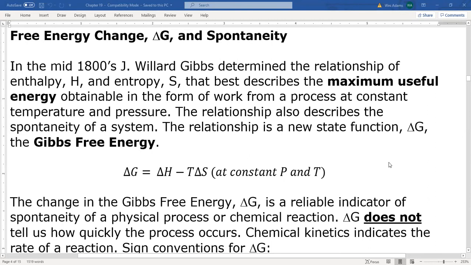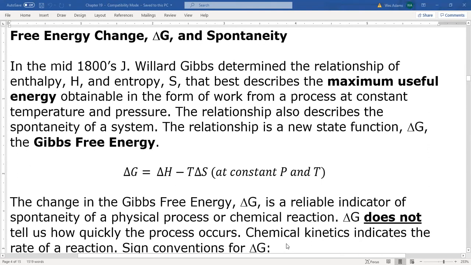The relationship is the delta G, or the Gibbs free energy. And we can express that as delta G equals delta H minus T delta S at constant temperature and pressure, where temperature has to be in Kelvin. We can still calculate the Gibbs energy using the values in the table, and we'll work through that as well.